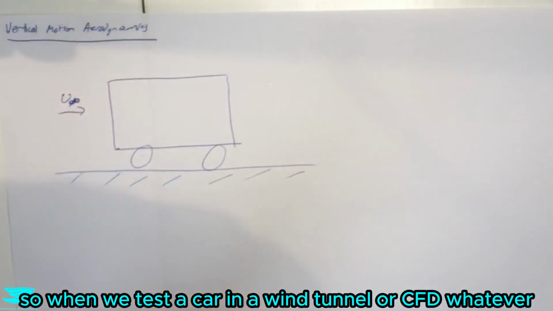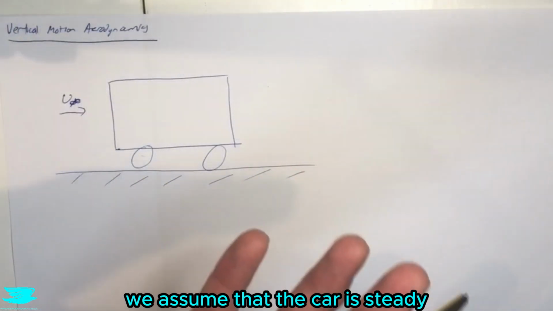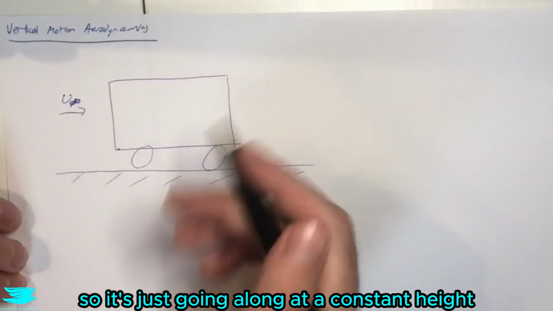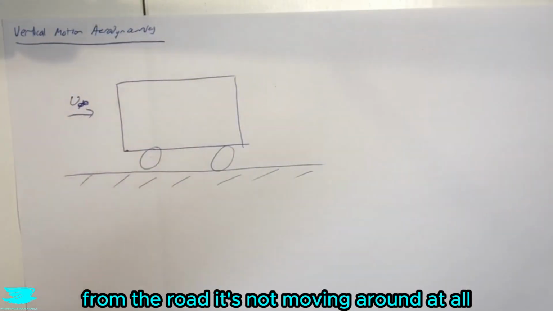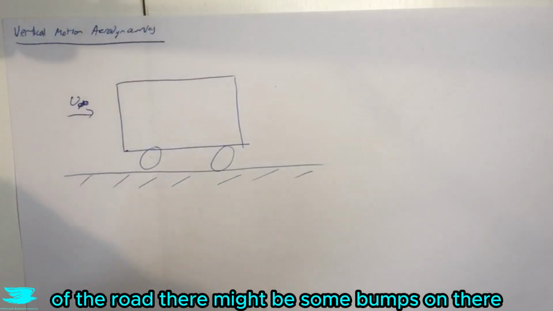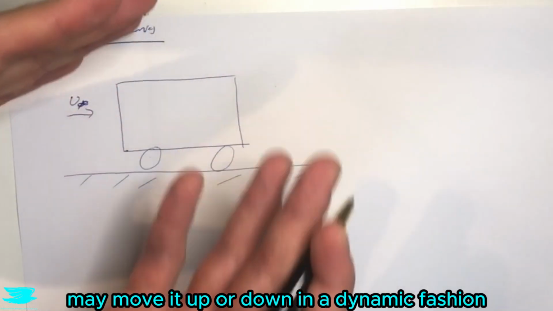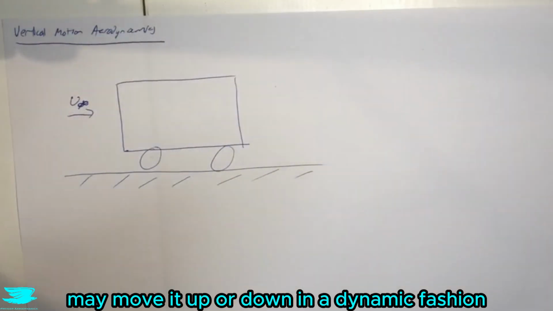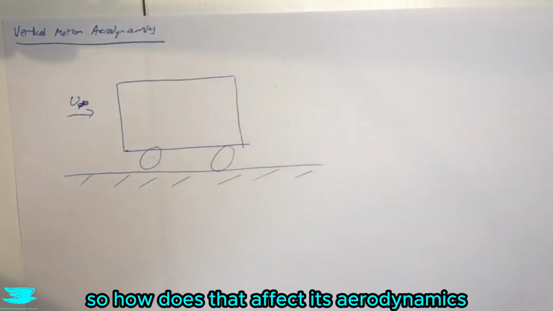So when we test a car in a wind tunnel or in CFD or whatever, we assume that the car is steady. So it's just going along at a constant height from the road. It's not moving around at all. Now that's rarely the case because of various factors. For example, the road, there might be some bumps on there. The aerodynamic forces may move it up or down in a dynamic fashion. So how does that affect its aerodynamics?